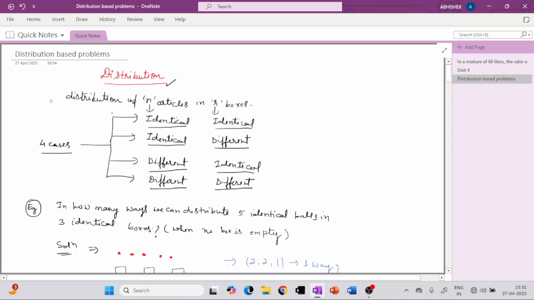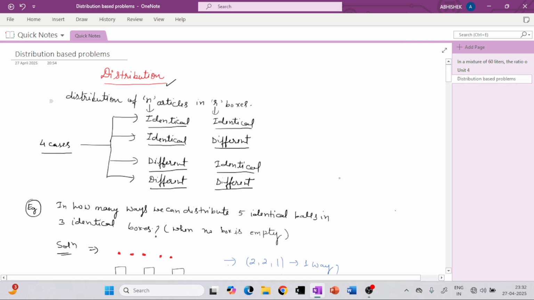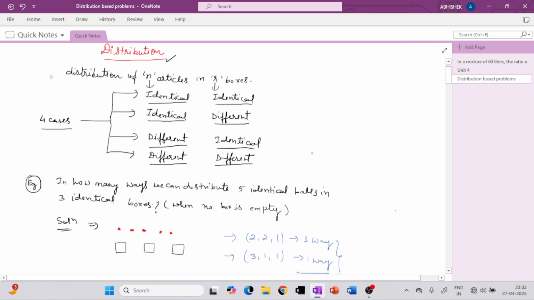Hello everyone. So today I'm going to discuss a very important topic, that is distribution based problems in permutation and combination. I have already prepared a total concept based sheet, and I will discuss each concept from this one sheet.